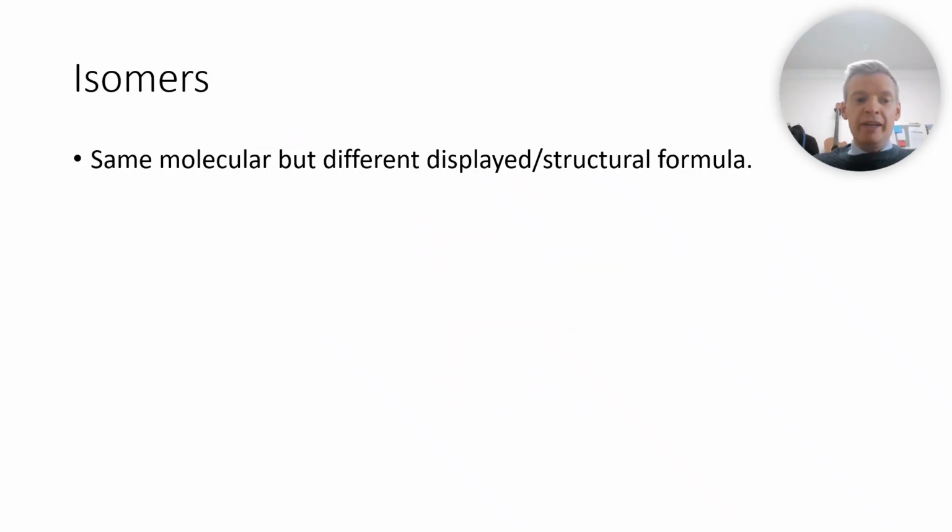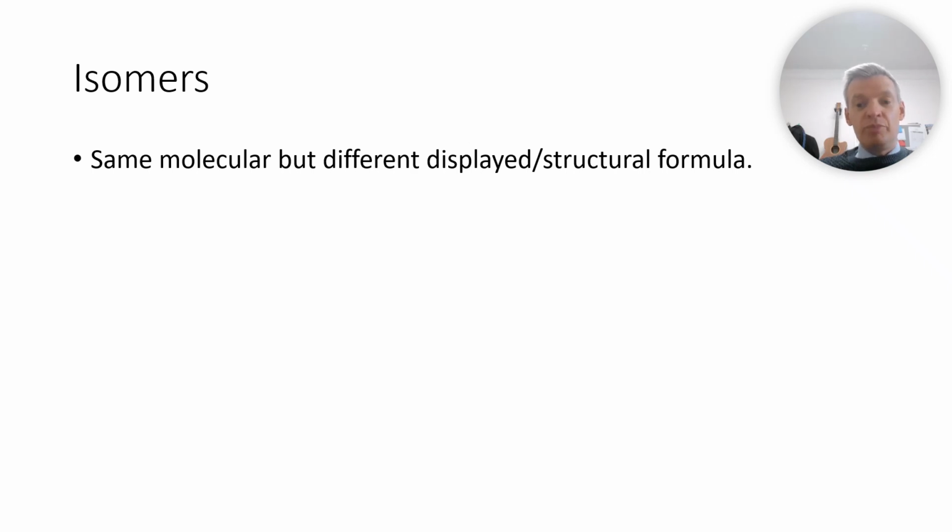So now you know what a molecular formula is, and you should know what a displayed and a structural formula are. We're going to talk about isomers. Isomers are a really common source of exam questions. So you need to learn this definition. Isomers have the same molecular formula, but different displayed or structural formula. Either of those is fine.